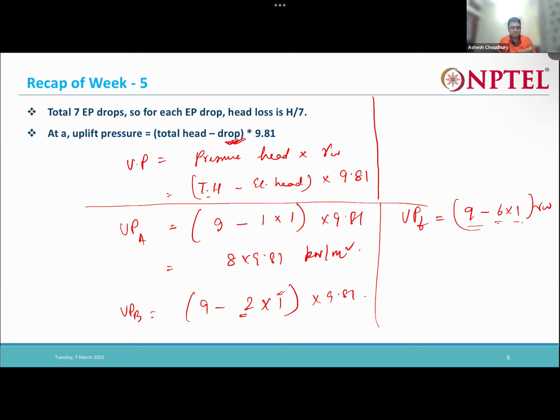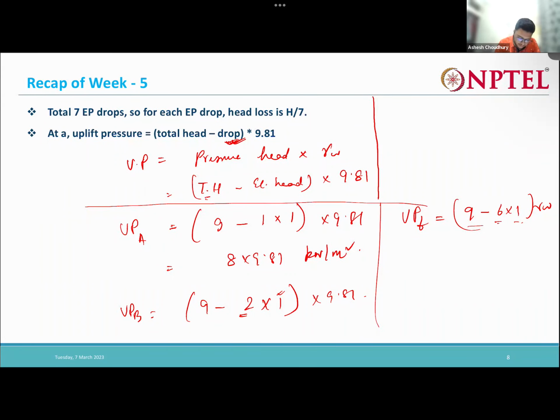So we solved some problems where some soil layers were there, and then we found out the pressure head and the elevation at various points, and then we also calculated the total head. So my uplift pressure is nothing but my pressure head into gamma W, and pressure head is nothing but total head minus elevation head. So let us see in those terms. Ultimately the thing will be the same.